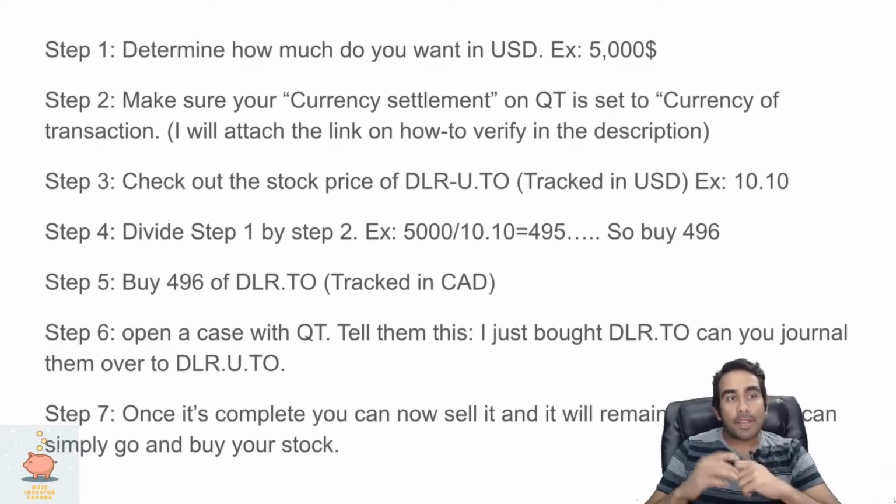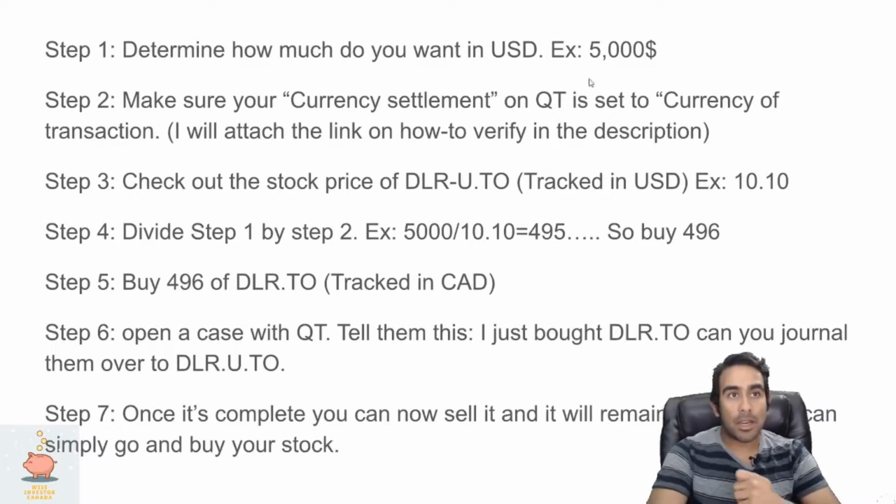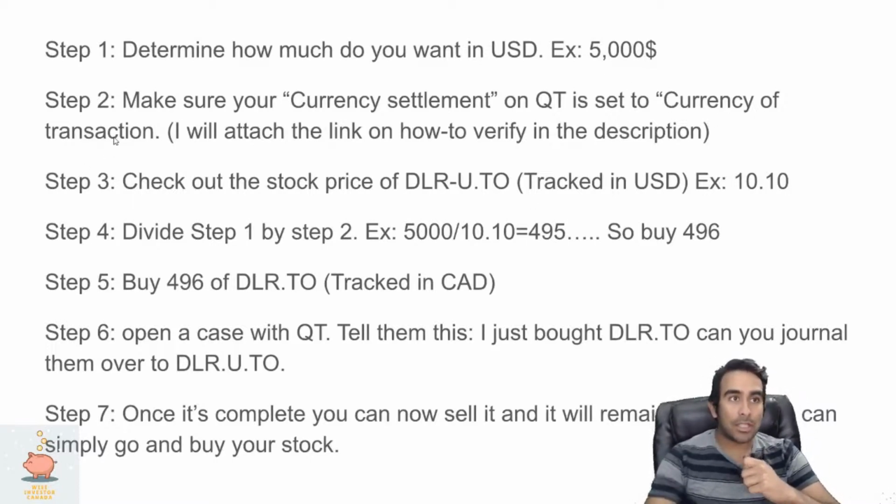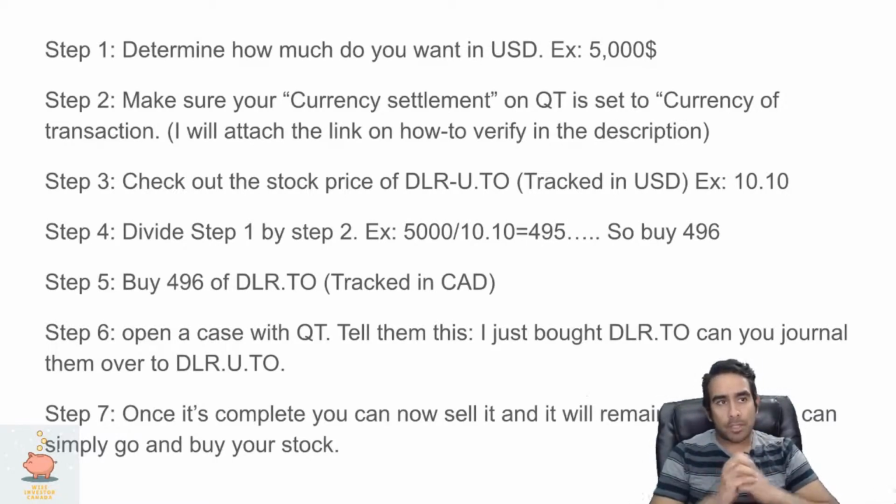On Questrade, you have the currency settlement. That is, when a stock is sold, which currency it stays in. So you need to make sure it stays in the currency of transaction. I'll attach a link down below on how to do it, in the description.